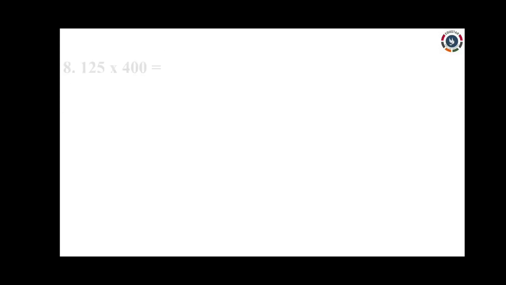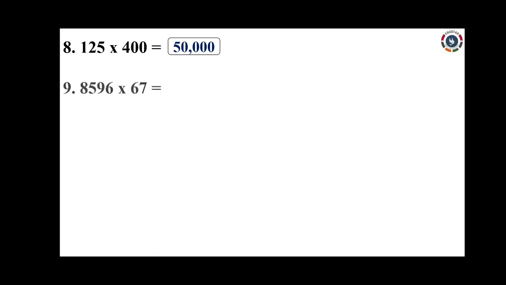Eighth question. 125 into 400 is equal to 50,000. The answer is 50,000.